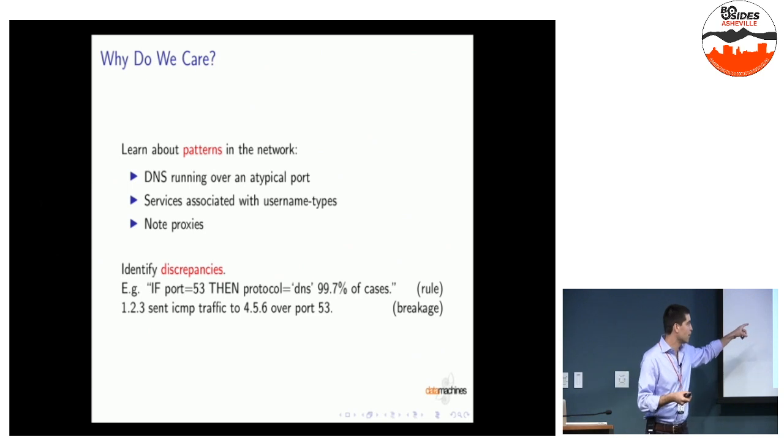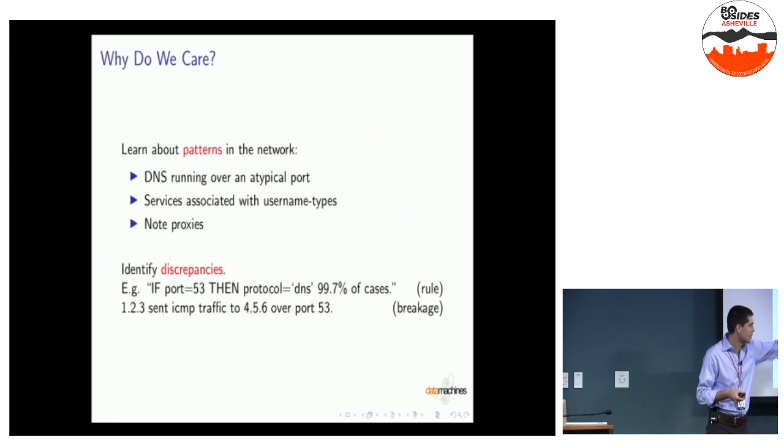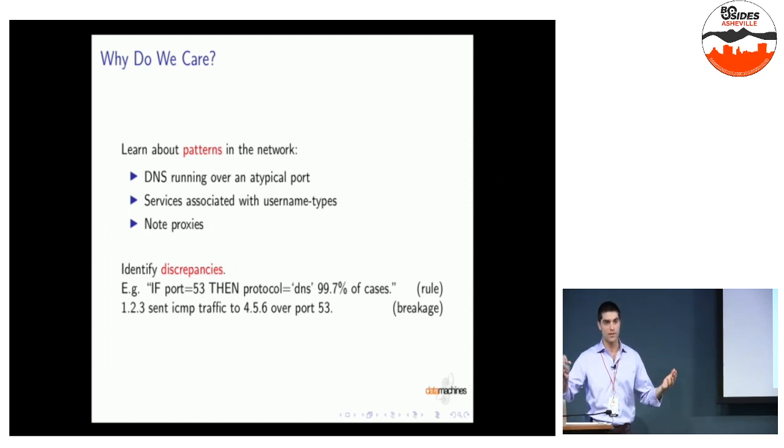That'd be a breakage of that rule because the rule is if 53 then DNS. But here we have 53 in the ICMP. So we're going to find things like that, and you get all the rules and all the breakages kind of for free, and that's nice.